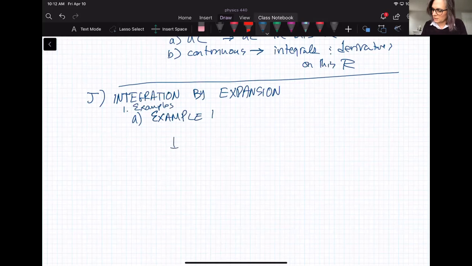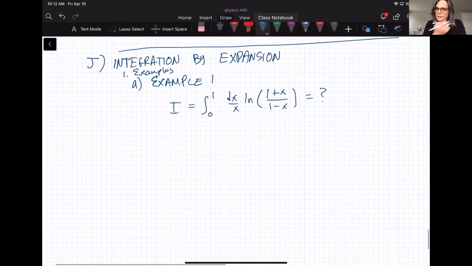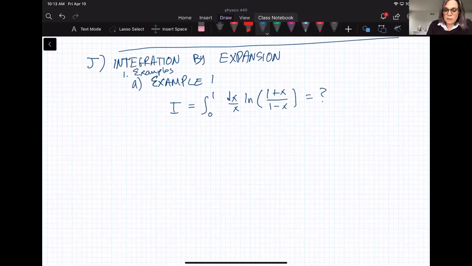Let's define the integral I as the integral from 0 to 1 of dx over x times the natural log of 1 plus x over 1 minus x. So short of looking this up in an integral table or doing this numerically, this actually is pretty straightforward to do if you use the expansions.